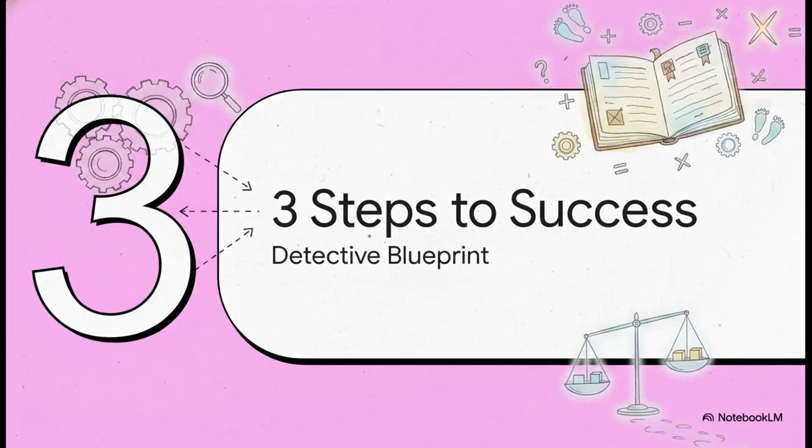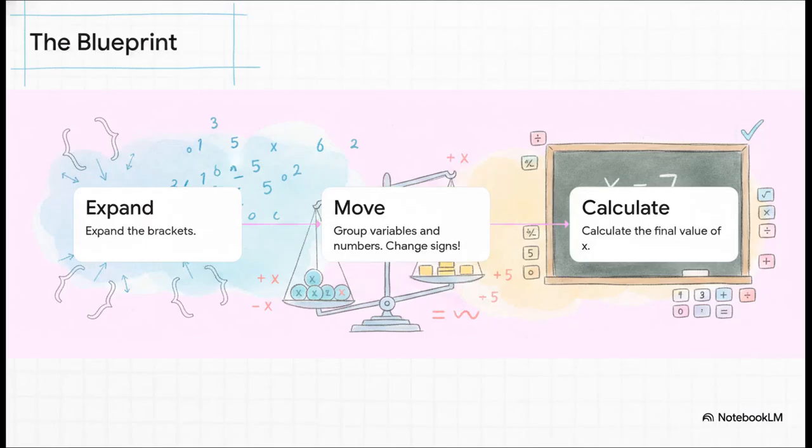All right, section 3, 3 steps to success, your detective blueprint. Now that we understand the balance scale, let's look at the exact procedure we need to crack literally any of these cases. These 3 simple steps are your ultimate blueprint for success. But listen closely. Step number 2 is where you've got to be incredibly careful. Step 1 is to expand the brackets to get all your numbers out in the open. Step 2 is to group your suspects.